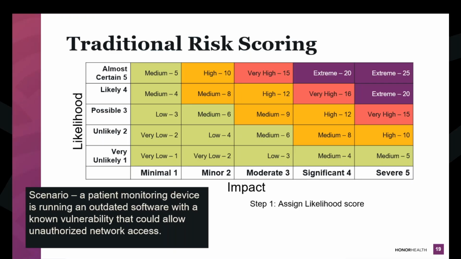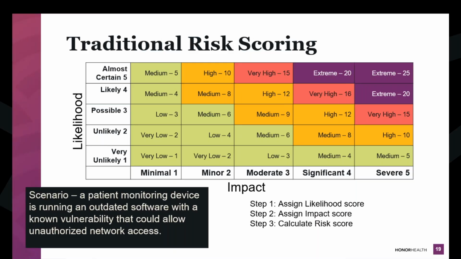How likely is it that this exploit will happen? 4. In this scenario, it's very likely that this will happen. So the score here would be a 4 for likelihood. Then we're going to assign that impact score. Impact score is 5, right? For the patient monitoring, there's so many things that could go wrong. So this will be 5.